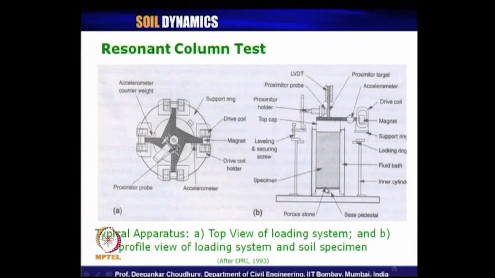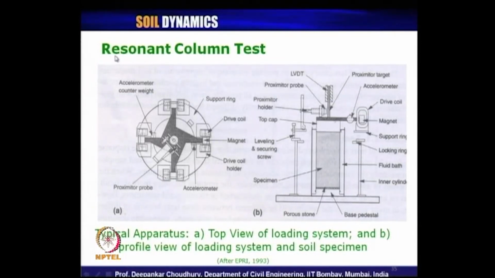Okay. So, for this resonant column test, you can provide different boundary conditions. It can be fixed end here, free end here, fixed free. You can provide fixed fixed. Depending on the boundary conditions of your soil specimen, you need to use different equations to obtain the shear wave velocity from this test. So, from this test we can obtain the shear wave velocity from the length of the soil sample and from the resonant frequency.